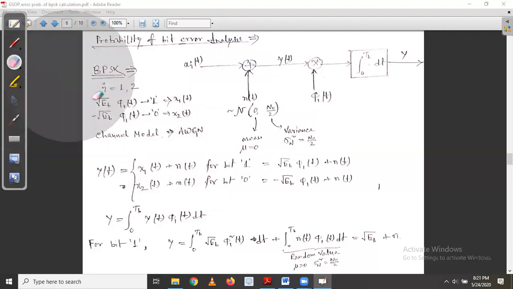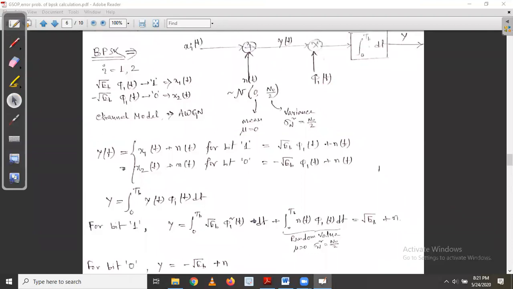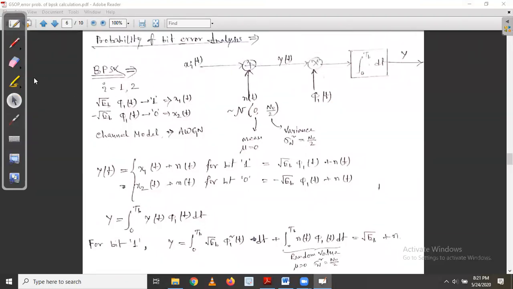Now, very interestingly, for the case of BPSK, i is 1 and 2. Whenever x1, we consider that bit 1 is present. Whenever x2, we consider that bit 0 is present. Bit 1 is denoted by this one, and bit 0 is represented by this one. We know this. This is nothing but the BPSK concept.